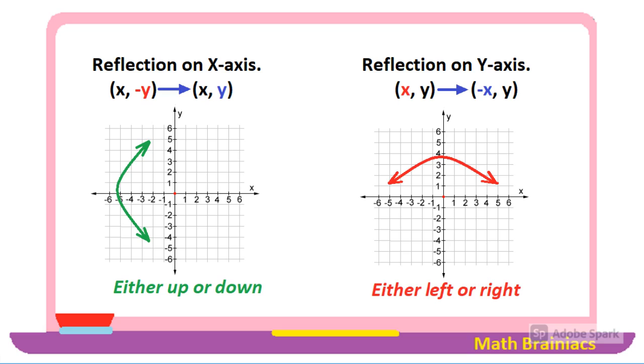So that you remember the key points on reflections: if the reflection is on the x-axis, keep the x-coordinate and take the opposite of the y-coordinate. Accordingly, the points will either move up or down. Nevertheless, if the reflection is on the y-axis, we keep the y-coordinate and take the opposite of the x-coordinate. Therefore, the points will move either left or right.